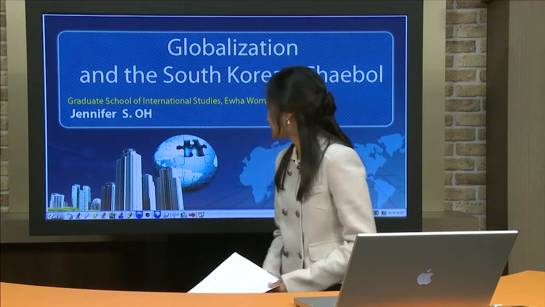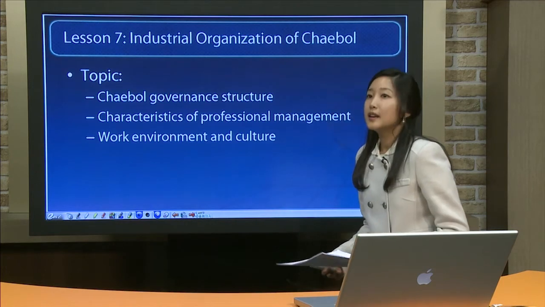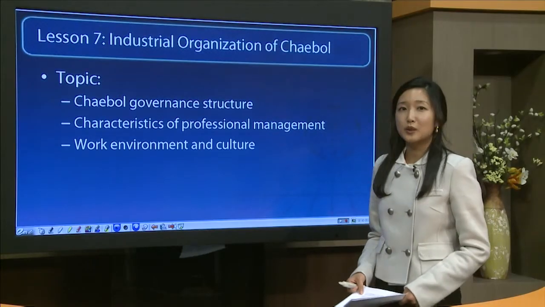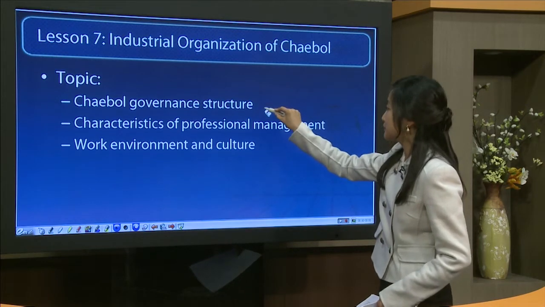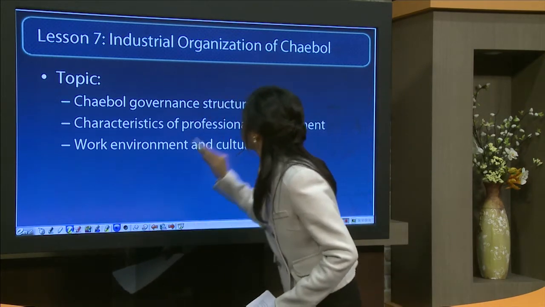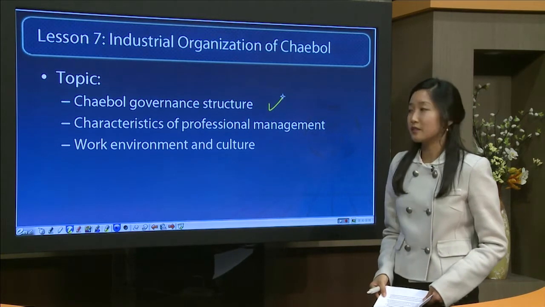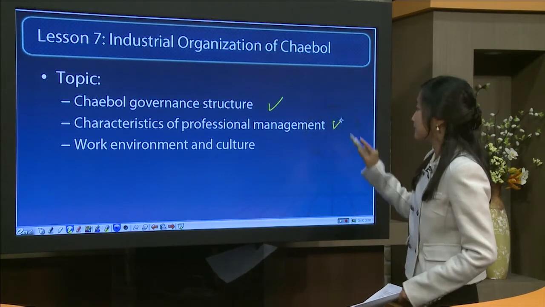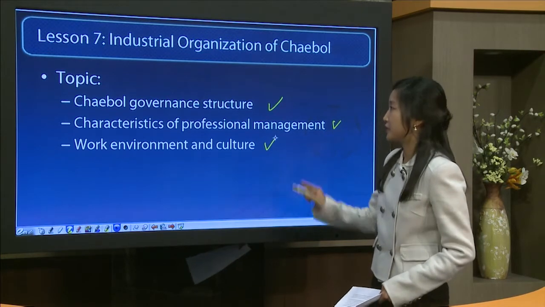This week we take a closer look at the industrial organization of the Korean chaebols. In today's lesson, we cover three main topics. The first topic is chaebol governance structure. The second topic is the characteristics of professional management. And the third topic is work environment and culture.